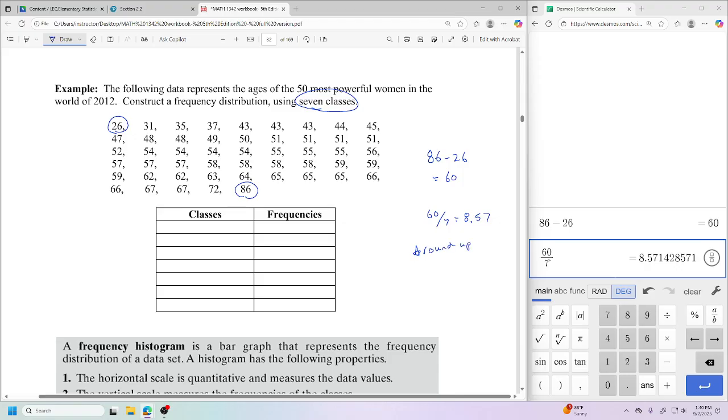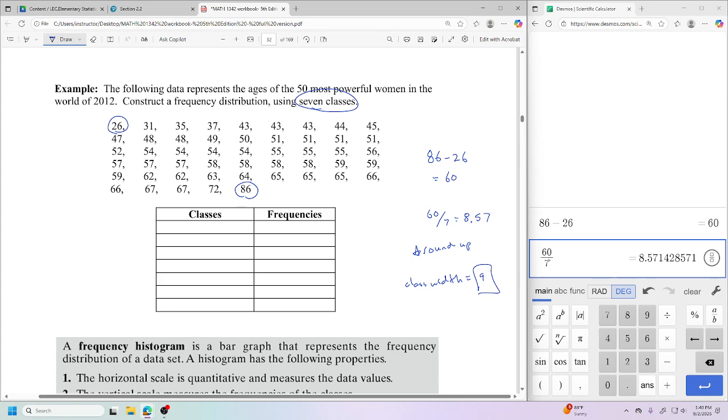So what would my actual class width be? Bless you. 9, very good. So 9 is what I'm going to do. 9 elements are going to go into every class. Count on your fingers, 9, okay? So I'm going to start with 1, and I'm going to go 1, 2, 3, 4, 5, 6, 7, 8, 9. That's going to be my last digit in the class, okay?